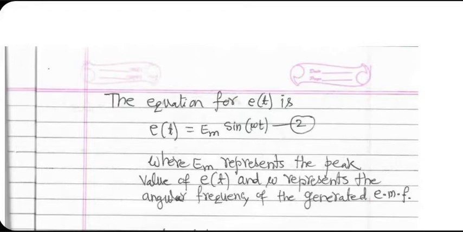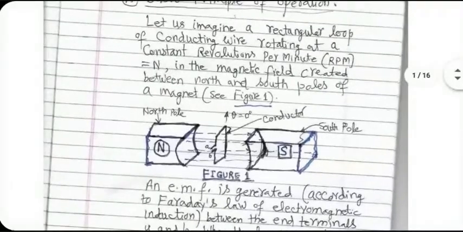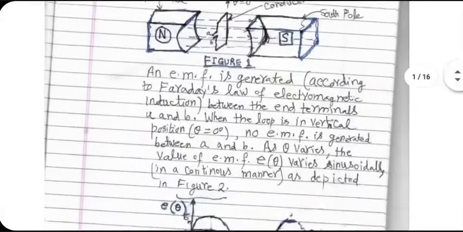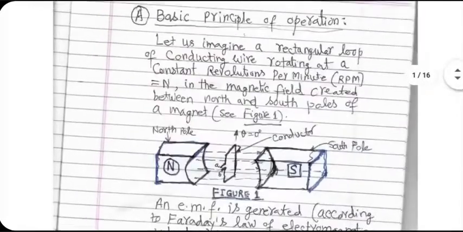What is omega in terms of speed of rotation of the loop? That's a good question, right? Suppose the loop is rotating at the rate of 1 RPM. That means 1 revolution per minute. Then in that one full revolution, you will get a full cycle of AC from across the terminals A and B.